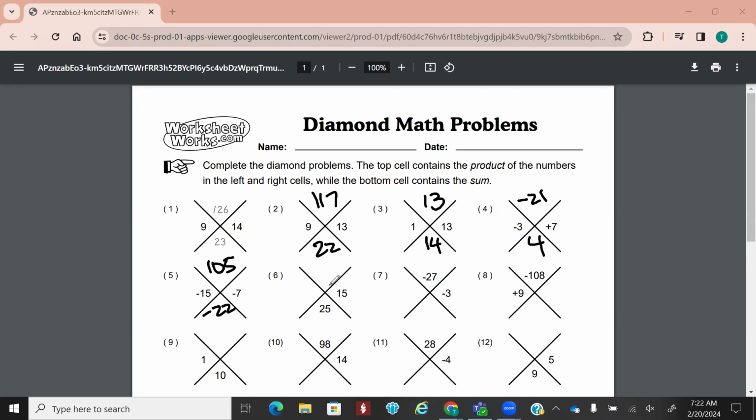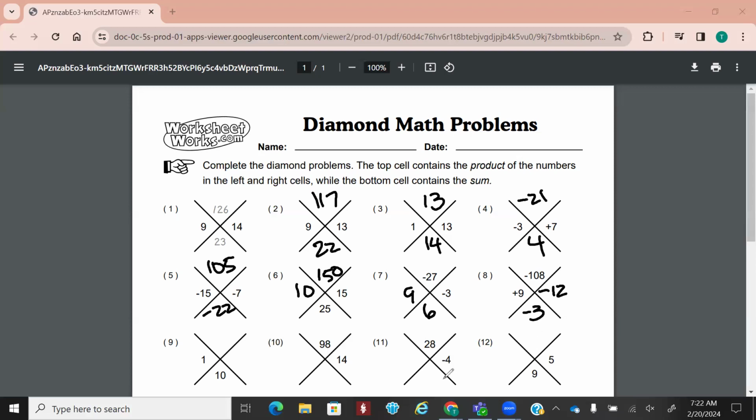Okay. This one's where it starts getting tricky. What plus 15 would give us 25? 10. And then 10 times 15 is what? Okay. What times -3 would give us -27? Negative or positive? Okay. And then 9 plus -3 is 6. 9 times what would give us -108? Okay. And then 9 plus -12 is what?